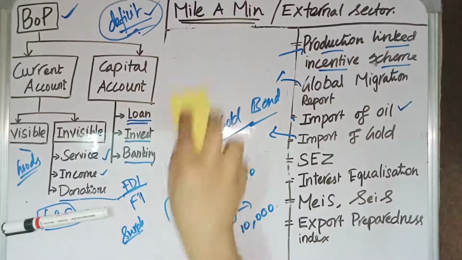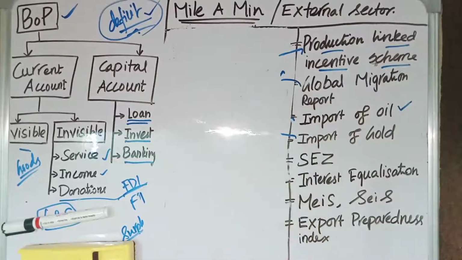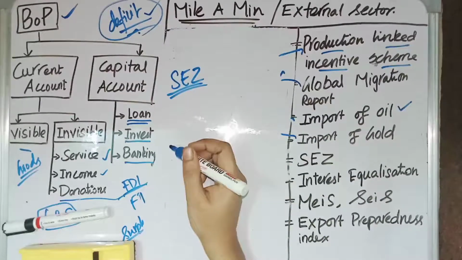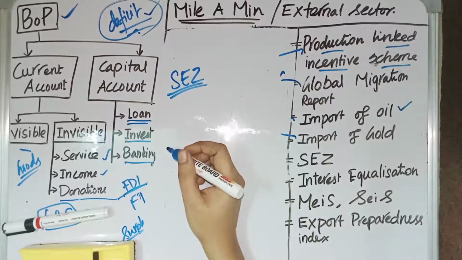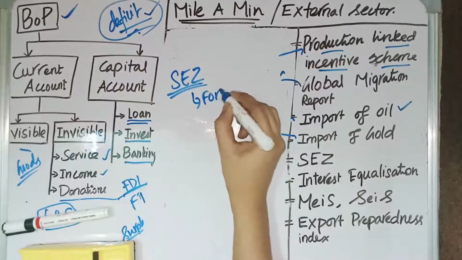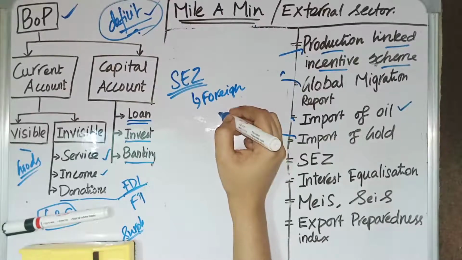Then we have SEZ. SEZ is nothing but Special Economic Zone. You should know Special Economic Zone. It is important, it is in news. It is a zone for promoting the exports and it is treated like a foreign area. Actually, the Special Economic Zone is in India, but it is treated like a foreign area.